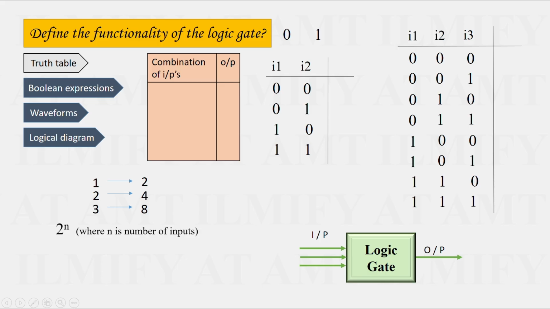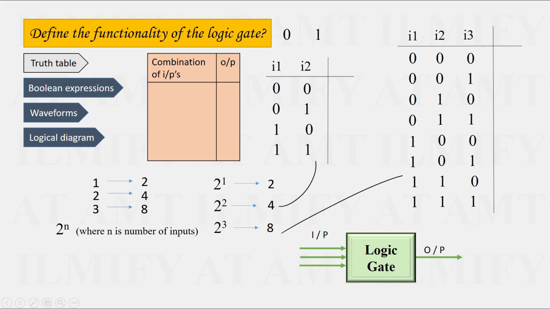Let's verify. For 1 input, n will be 1. We get 2 power 1, which is equal to 2. For a gate with 2 inputs, we get 2 power 2, which is equal to 4. We got 4 combinations here. For 3-input gate, 2 power 3 is 8, and we got 8 combinations here. This is to find the number of combinations.